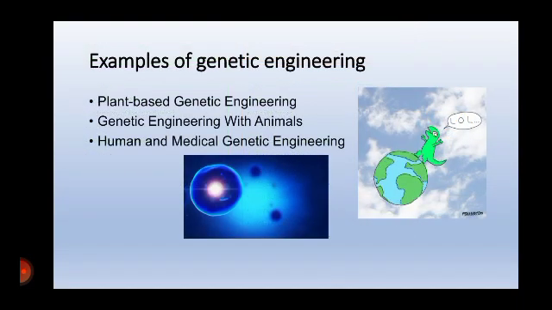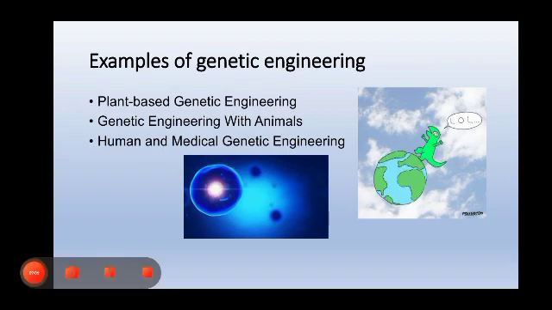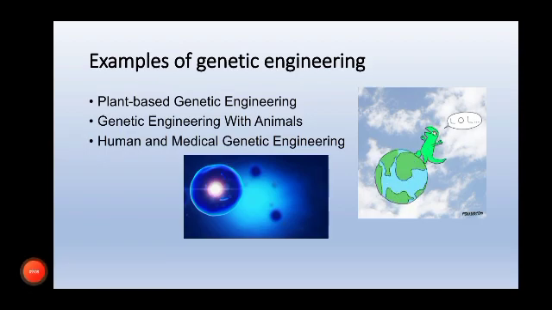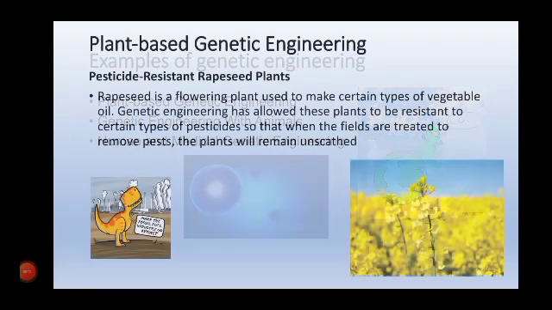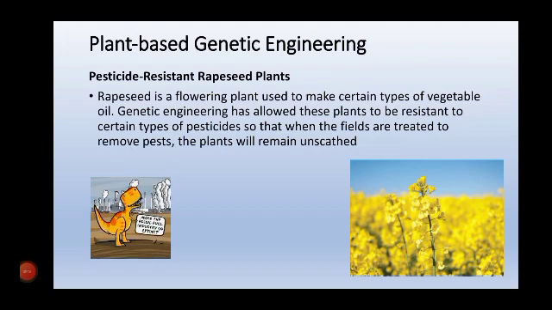Now let's tackle the examples of genetic engineering. There are three examples of genetic engineering, which are plant-based genetic engineering, genetic engineering with animals, and human and medical genetic engineering. For plant-based genetic engineering: pesticide-resistant rapeseed plants. Rapeseed is a flowering plant used to make certain types of vegetable oil. Genetic engineering has allowed these plants to be resistant to certain types of pesticides so that when the fields are treated to remove pests, the plants will remain unscathed.